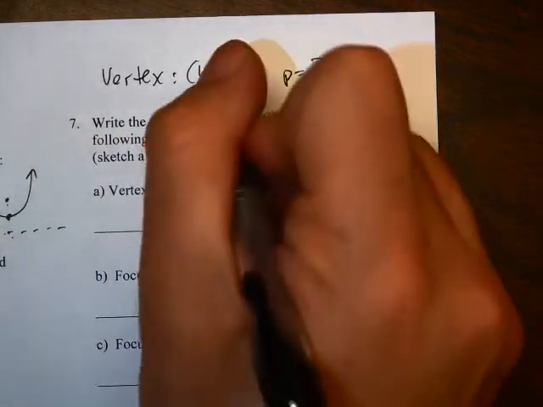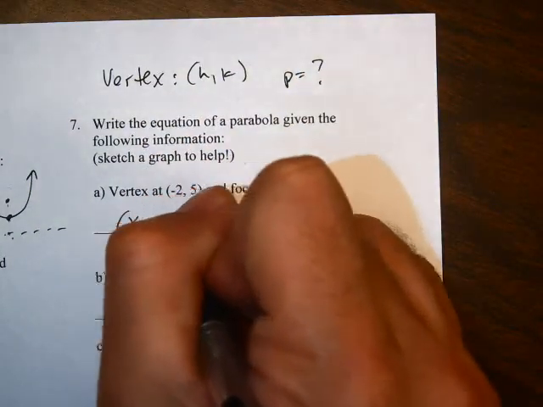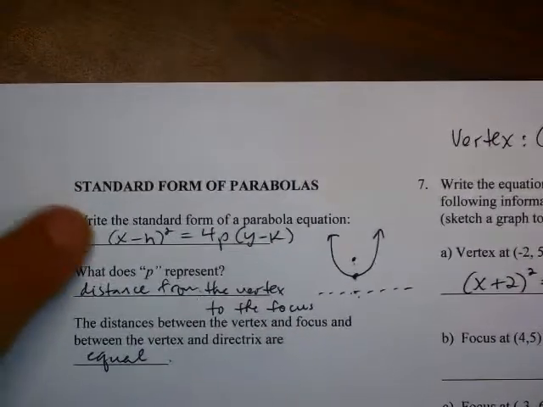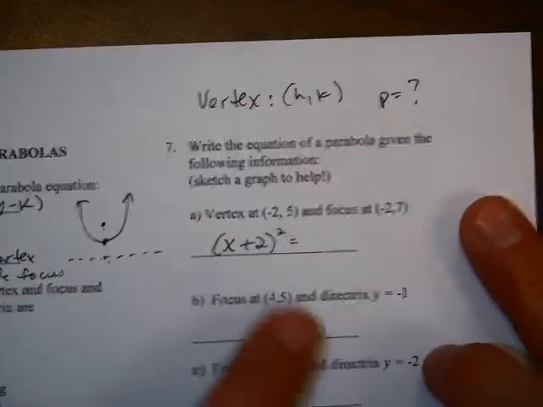So we're going to plug this into that standard form. It becomes (x plus 2) squared. So this (x minus h) squared became (x plus 2) squared.